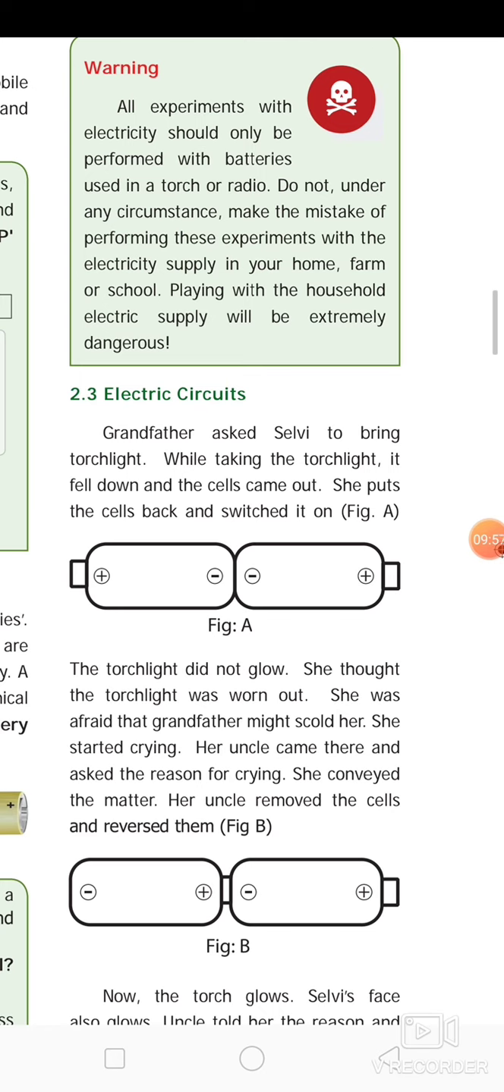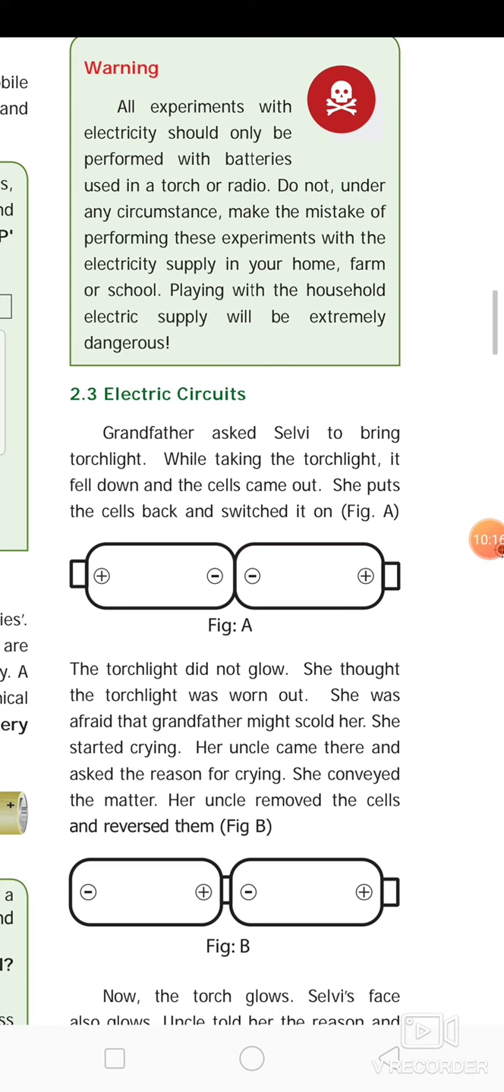She was afraid that grandfather might scold her. She started crying. Her uncle came there and asked the reason for crying. She conveyed the matter. Her uncle removed the cells and reversed them. See figure A and see figure B. You can easily identify the difference between figure A and figure B.